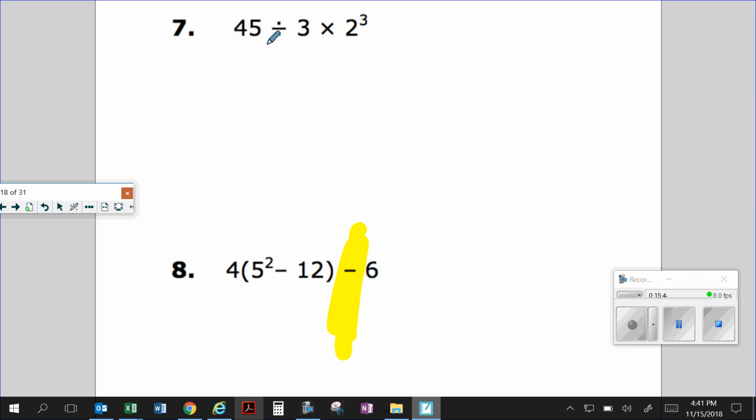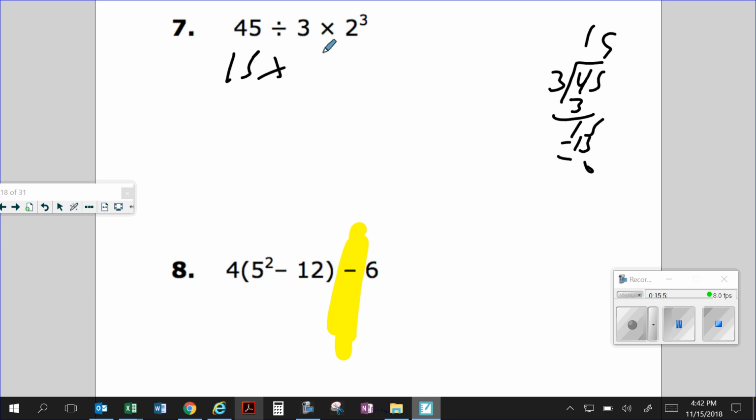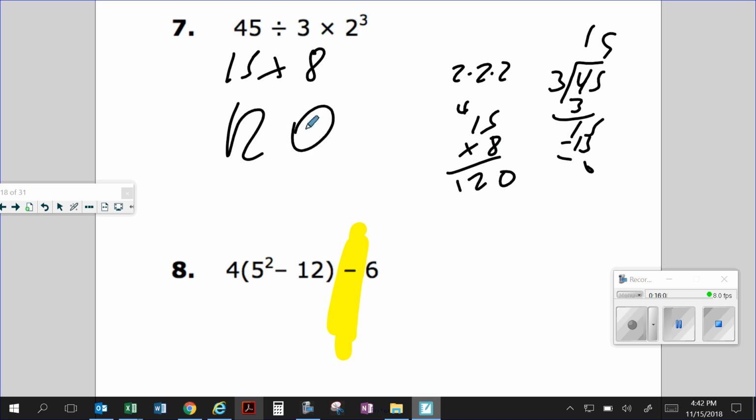So 45 divided into 3 groups is 15, times, and what is 2 cubed? The factor is 2, and it repeats 3 times. 2 times 2 is 4, times 2 is 8. And what's 15 times 8? 15 times 8 is 120, by the way.